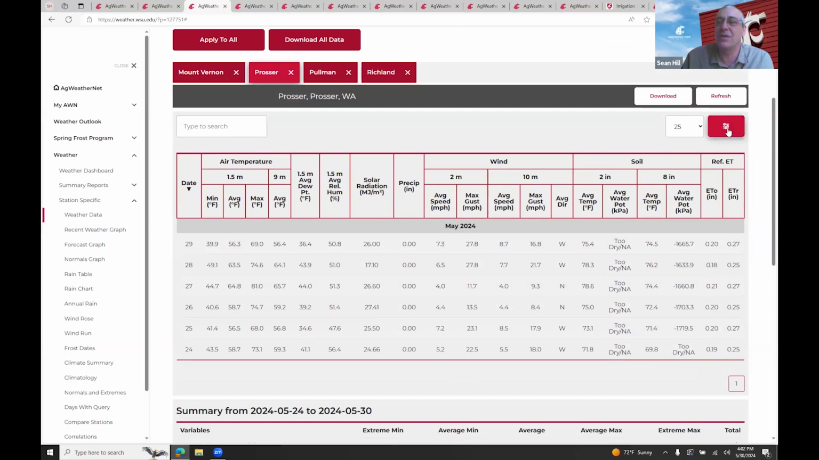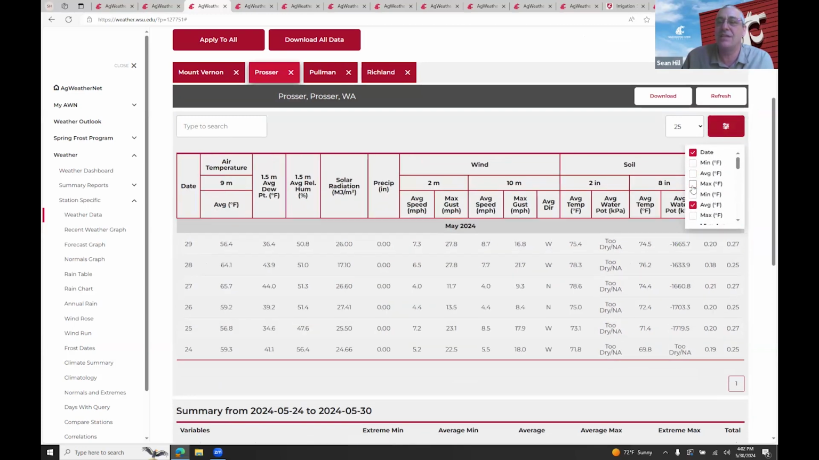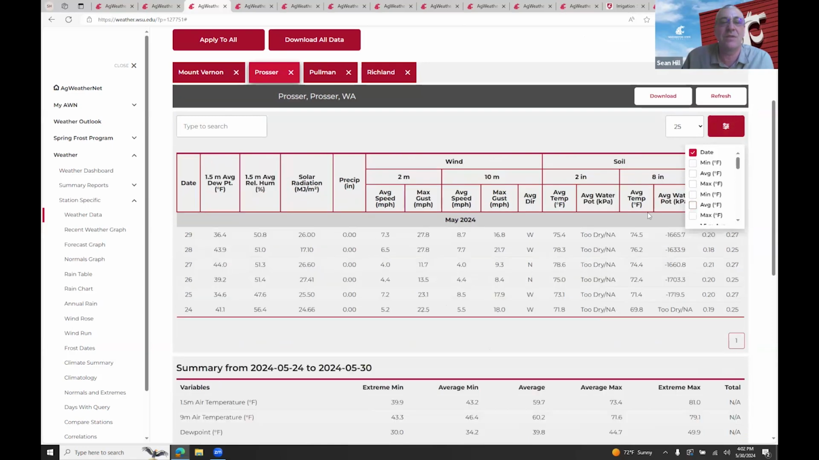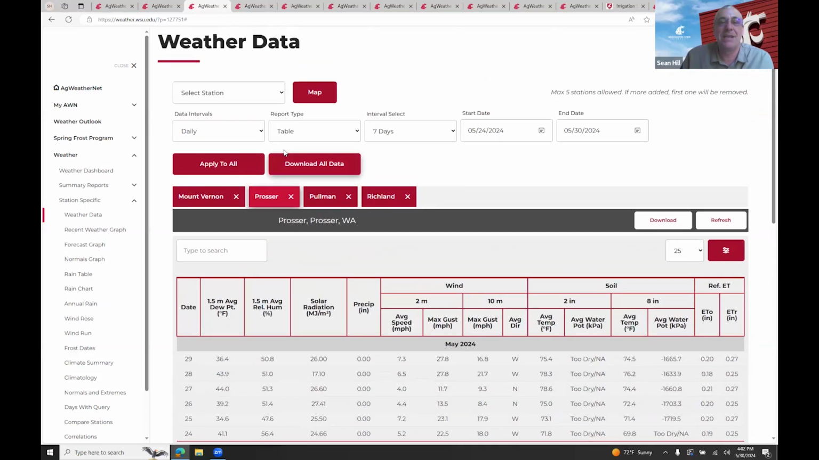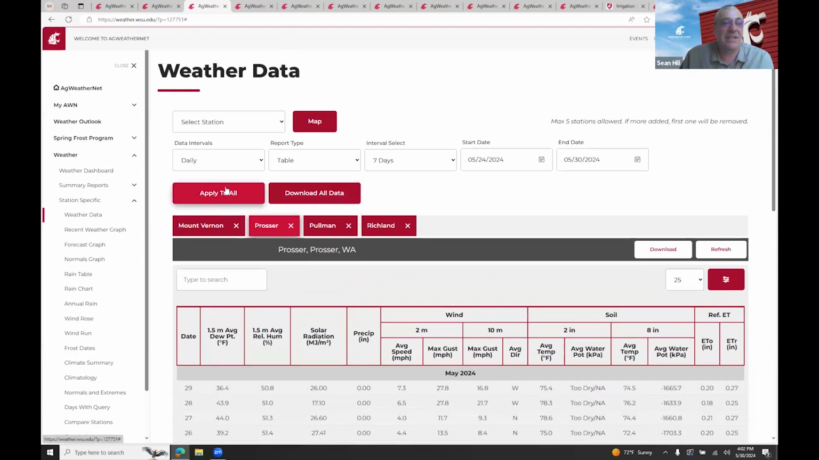Important to let everybody know that you can change which data you're looking at on this form. So if you have too many columns for your screen size, just click on this little edit customize button, and you can go through and choose which variables are seen. If you're interested in any more information about this, please do just write to weather@wsu.edu.